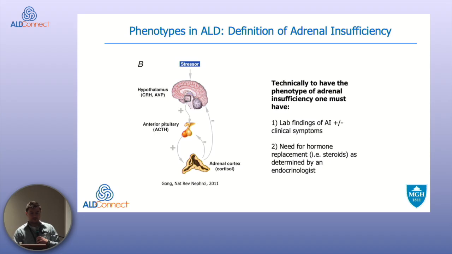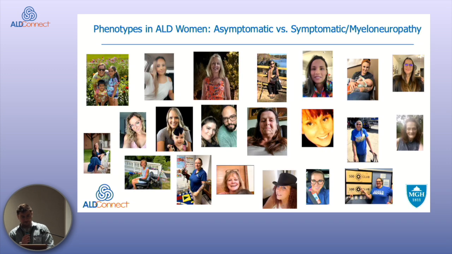So cerebral ALD is diagnosed by MRI, AMN, adrenomyeloneuropathy, by signs and symptoms. Adrenal insufficiency is diagnosed when you have lab evidence of it, plus or minus clinical symptoms. And then also, very importantly, your endocrinologist decides that you need to be on steroids. And that's where AI kind of differs from the rest of the phenotypes.